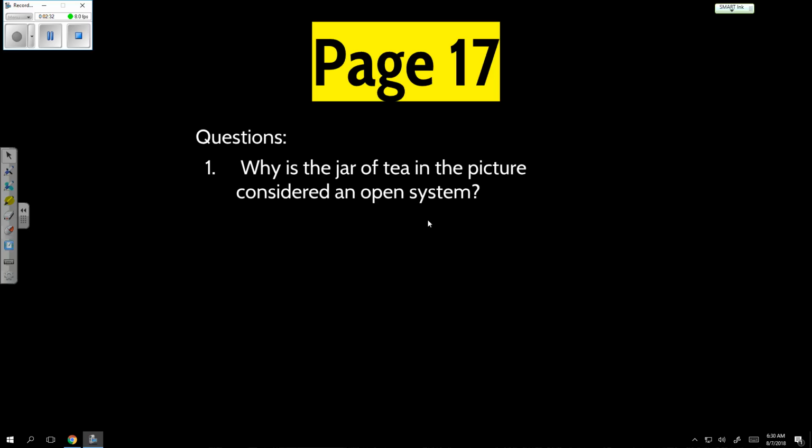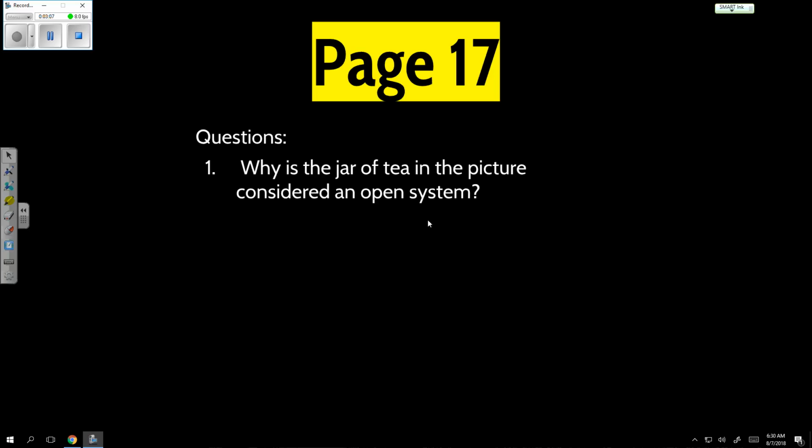Open systems. There are two main kinds of systems on Earth: open systems and closed systems. Highlight the next sentence. An open system is a system that exchanges both matter and energy with the surroundings. The jar below is an open system.